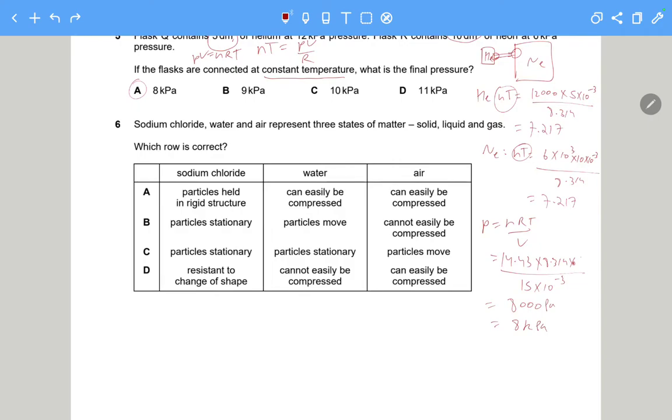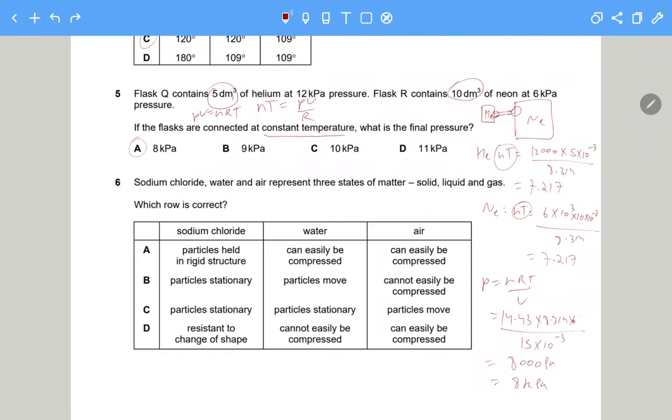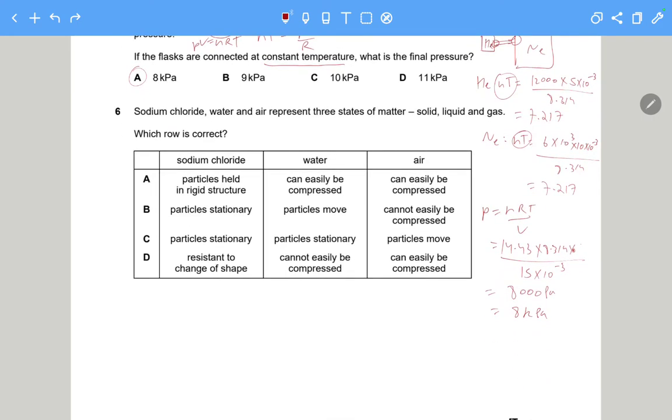So this was a cruel question because it was a bit lengthy, but there will not be many of these, so you will be able to save time in the other ones. Now, question 6. Sodium chloride, water and air represent three states of matter, solid, liquid and gas. Which row is correct? So we first only look at the column for sodium chloride because we can cross out any wrong answers. So we can automatically see that options B and C will be wrong because sodium chloride is an ionic solid.